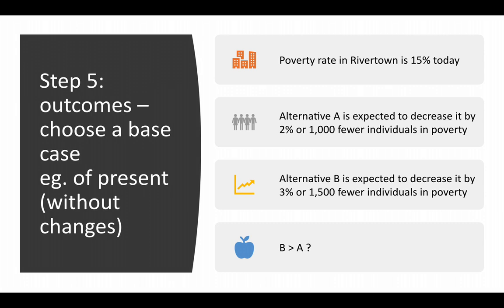But does this mean alternative B is always better than A? Not necessarily, right? You need to consider the criteria. How about cost? If Rivertown cannot afford the cost to reduce 3%, then that may not be practically possible. It will not be politically acceptable, and the administration has no capacity to implement it. Then maybe alternative A is actually the better choice, given such constraints. So you need to consider the criteria to project the outcome.